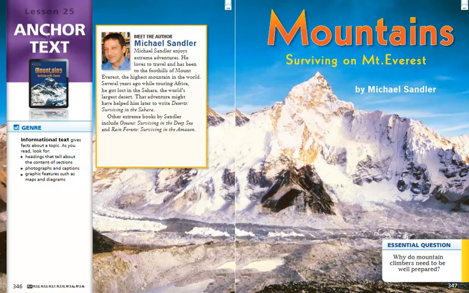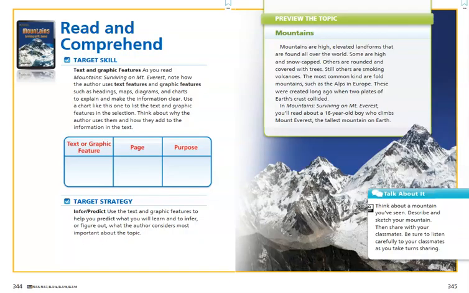Hi guys, today we're going to be reading Mountains: Surviving on Mount Everest by Michael Sandler. This sure looks like it's going to be an exciting story. Before we get started, let's go over a couple things.